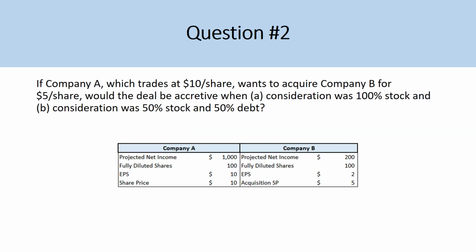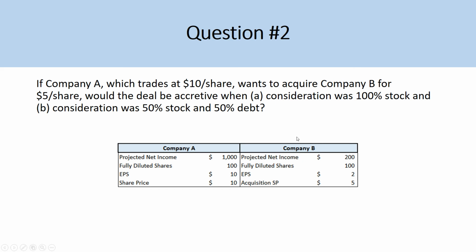Now, question 2. If Company A, which trades at $10 a share, wants to acquire Company B for $5 a share, would the deal be accretive when A, consideration was 100% stock, and B, would the deal be accretive when consideration was 50% stock and 50% debt? So here we have the information. Company A's projected net income is 1,000, and Company B's projected net income is 200.